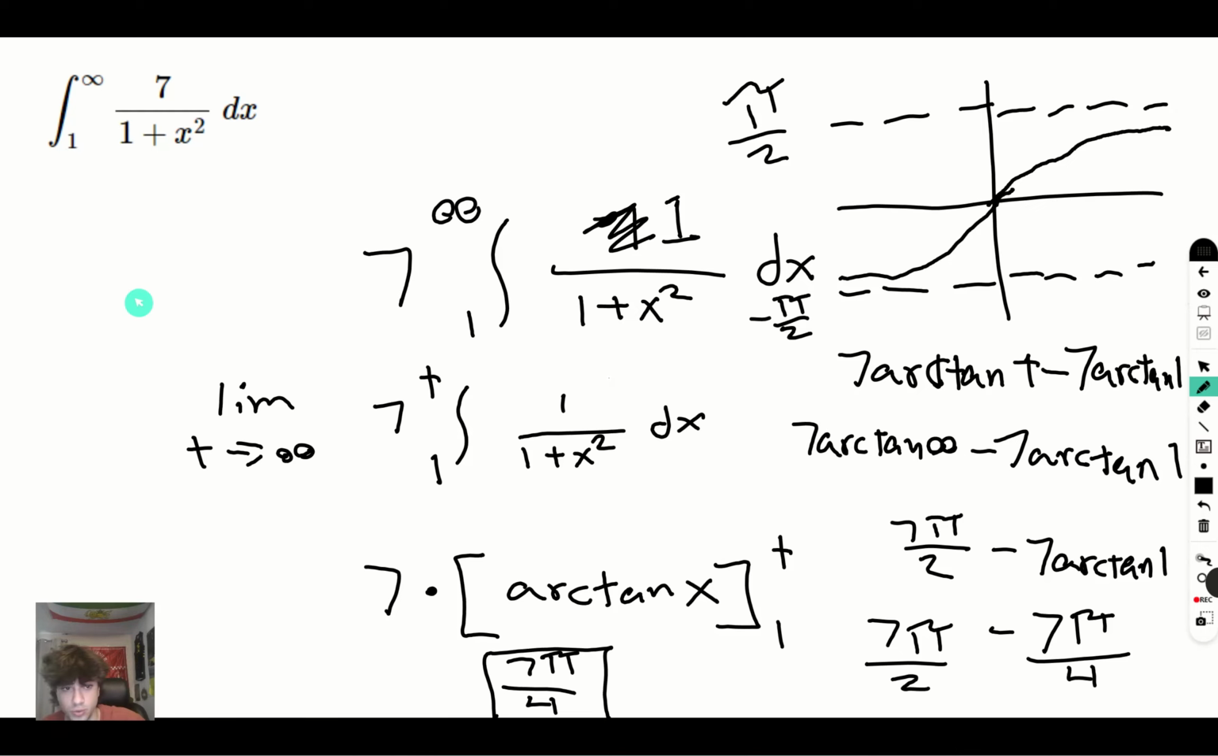Let's get a visual really quick. That's going to be the last part of this video. 7 over 1 plus x squared. When x is 0, it's going to be 7. And then as x gets greater, the value is going to get smaller like this, approaching 0. So the area under this curve is going to be equal to 7 pi over 4, approaching 7 pi over 4 as x gets closer and closer to infinity.